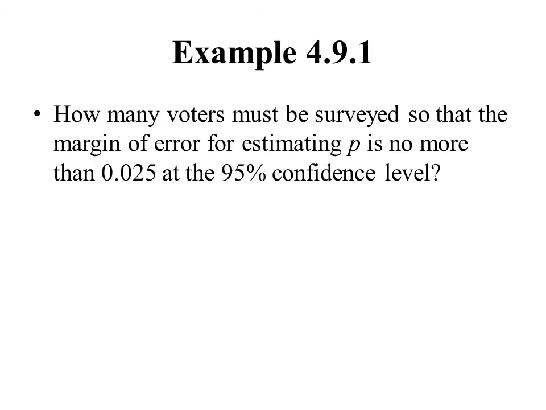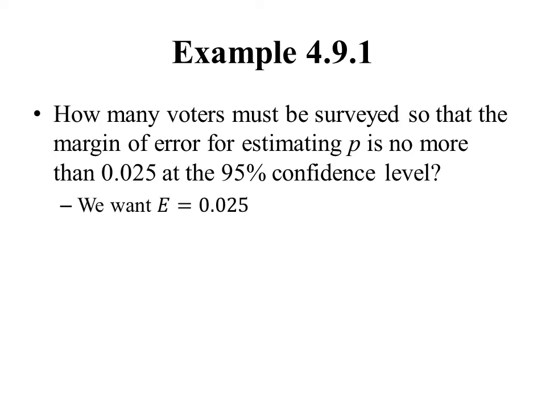And so let's go back to our example and state our question in a little more formal terms. How many voters must be surveyed so the margin of error for estimating p is no more than 0.025 at the 95% confidence level? Okay. Now, where did this number 0.025 come from? Well, that's just a desired margin of error. Remember, our original margin of error was about 0.035. We want to do better, so we'll choose a smaller margin of error.